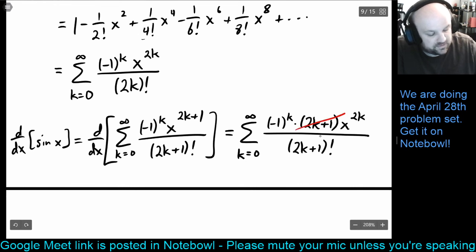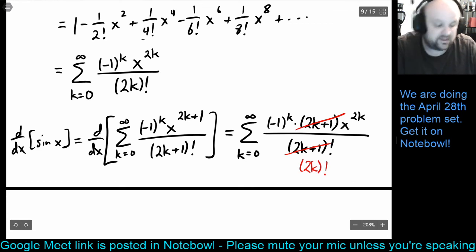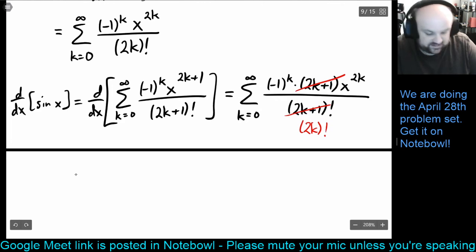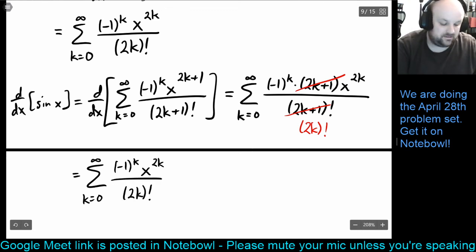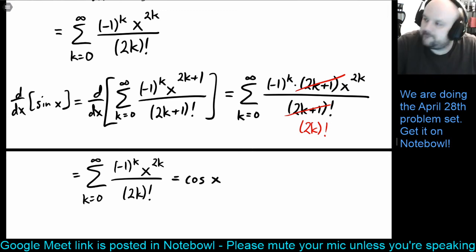And, well, that will cancel out the top term of this and leave you with a 2k factorial on the bottom. And if we simplify that, that's k equals 0 to infinity minus 1 to the k, x to the 2k over 2k factorial, which is exactly what we just got for cosine x. Wonderful. Any questions there?